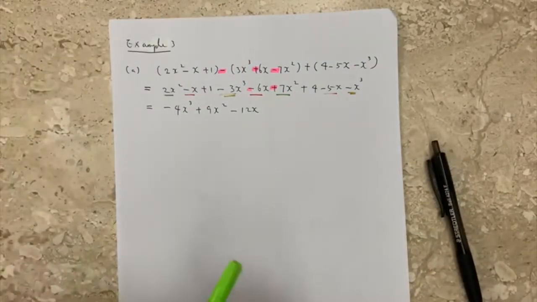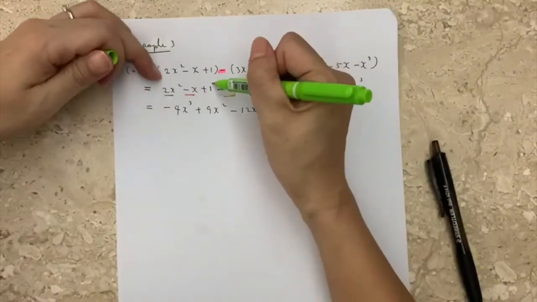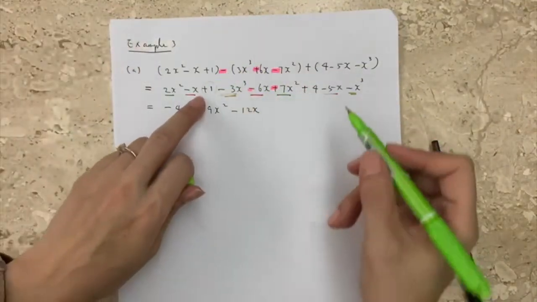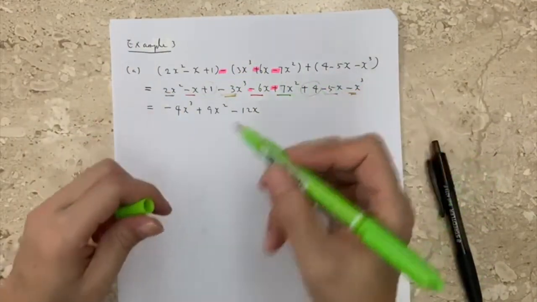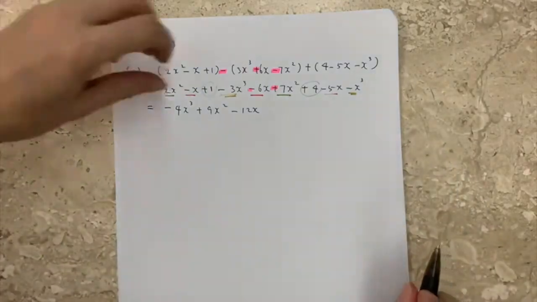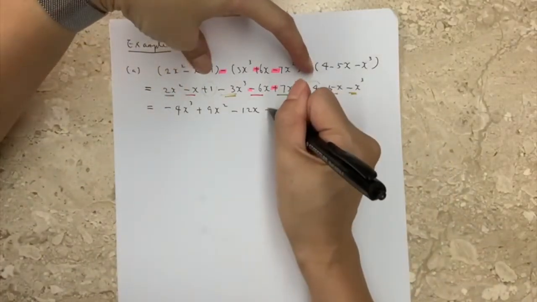So finally, the constant term. This is plus 1, a constant term. What else? This is plus 4, a constant term, and no more. So 1 plus 4 gets 5.